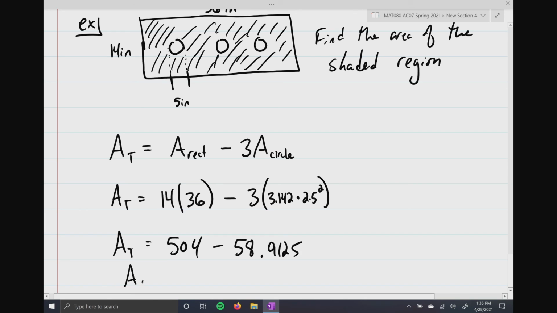So my total area is 445.0875 square inches.